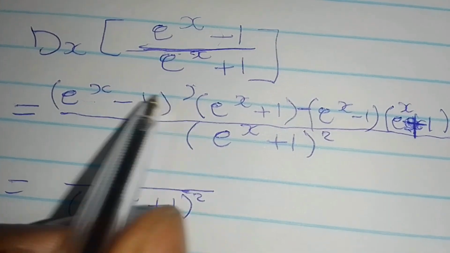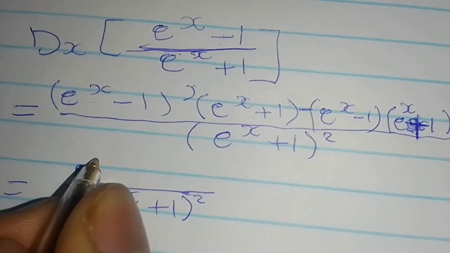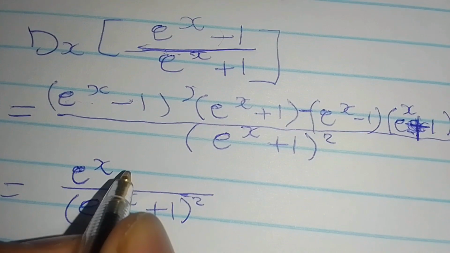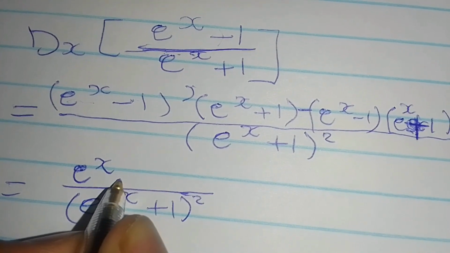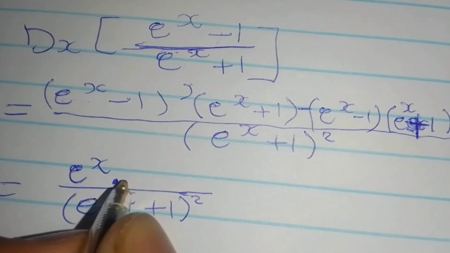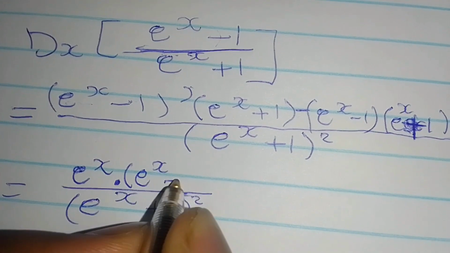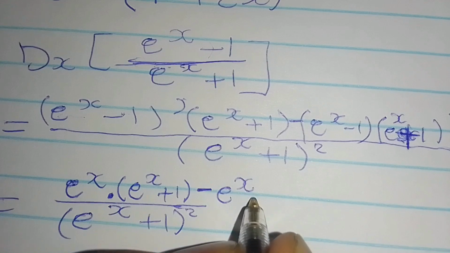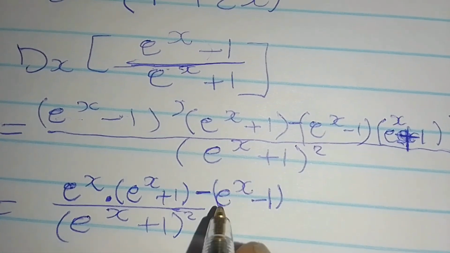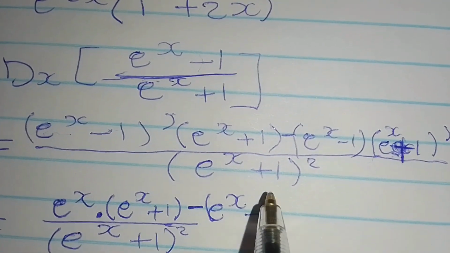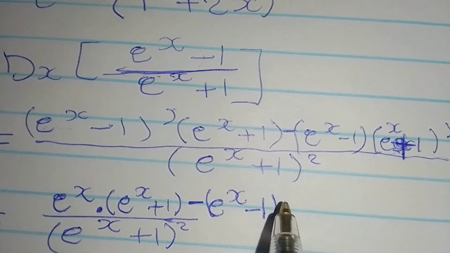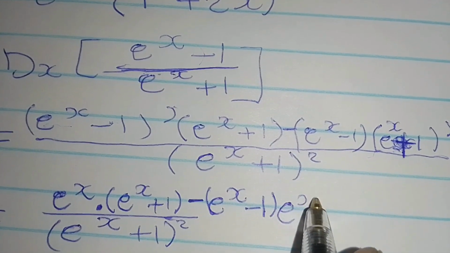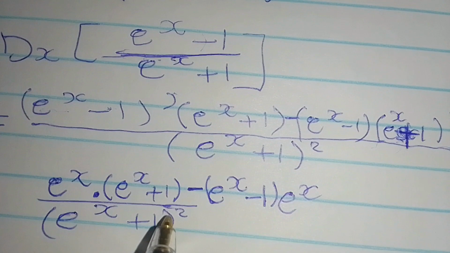Then the derivative of e to the power of x is e to the power of x. The derivative of negative 1 is 0. So I'll just have e to the power of x multiplied by e to the power of x plus 1. And then subtract e to the power of x minus 1, multiplied by the derivative of e to the power of x plus 1. The derivative of e to the power of x is just e to the power of x. The derivative of 1 is 0, since 1 is a constant.